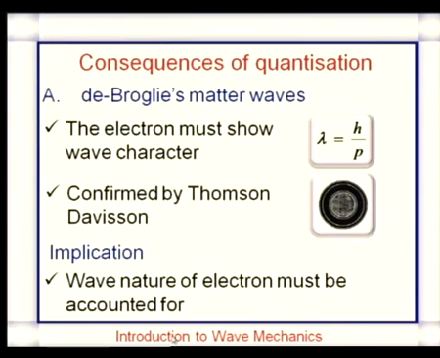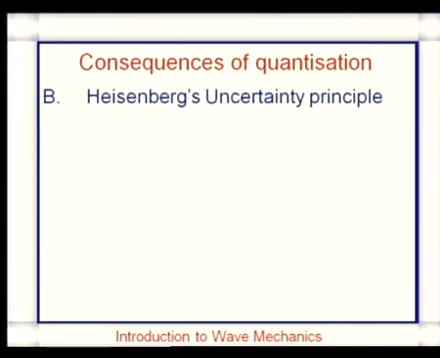Okay, let's look at the second consequence of quantization, what is called Heisenberg's uncertainty principle. I'm sure that we all know about it because that's what you learned at school as well.